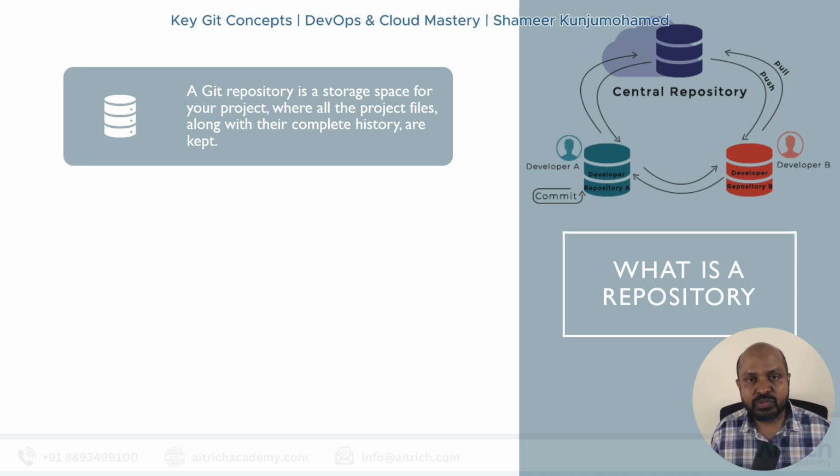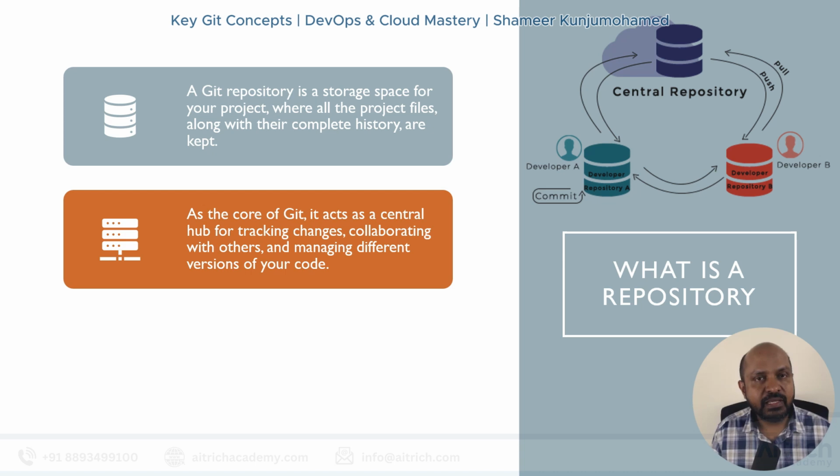So a Git repository will record all your changes, provided you keep committing each of your changes with proper comments and proper care. A repository in Git serves as the backbone of your version control system. It is here in the repository that Git tracks every change made to your files, making it possible to collaborate seamlessly with others, with your team members, right?